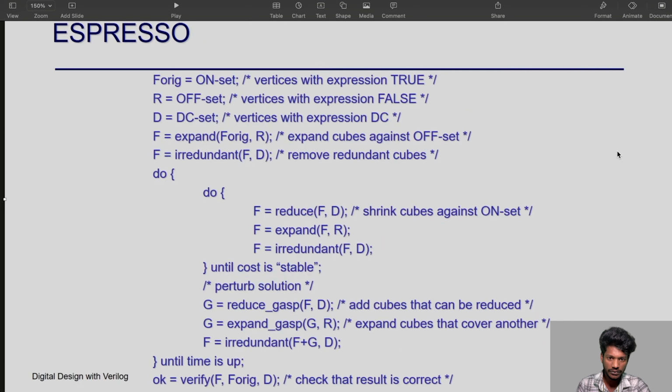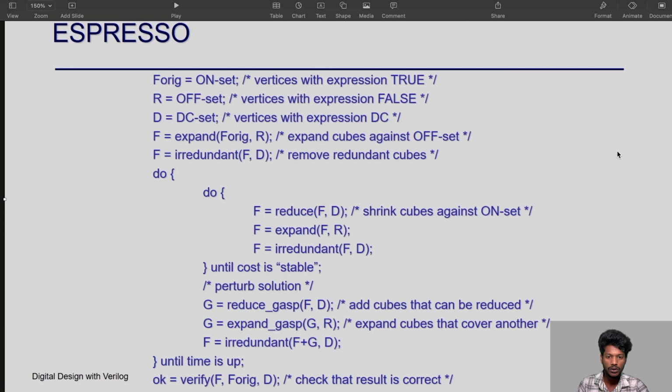Do these three functions until the cost is stable. When the cost is stable, we will get the optimal solution. Until then, we have to do the same three functions which I told above from the previous three slides. And coming to one more function, reduce gasp and expand gasp.